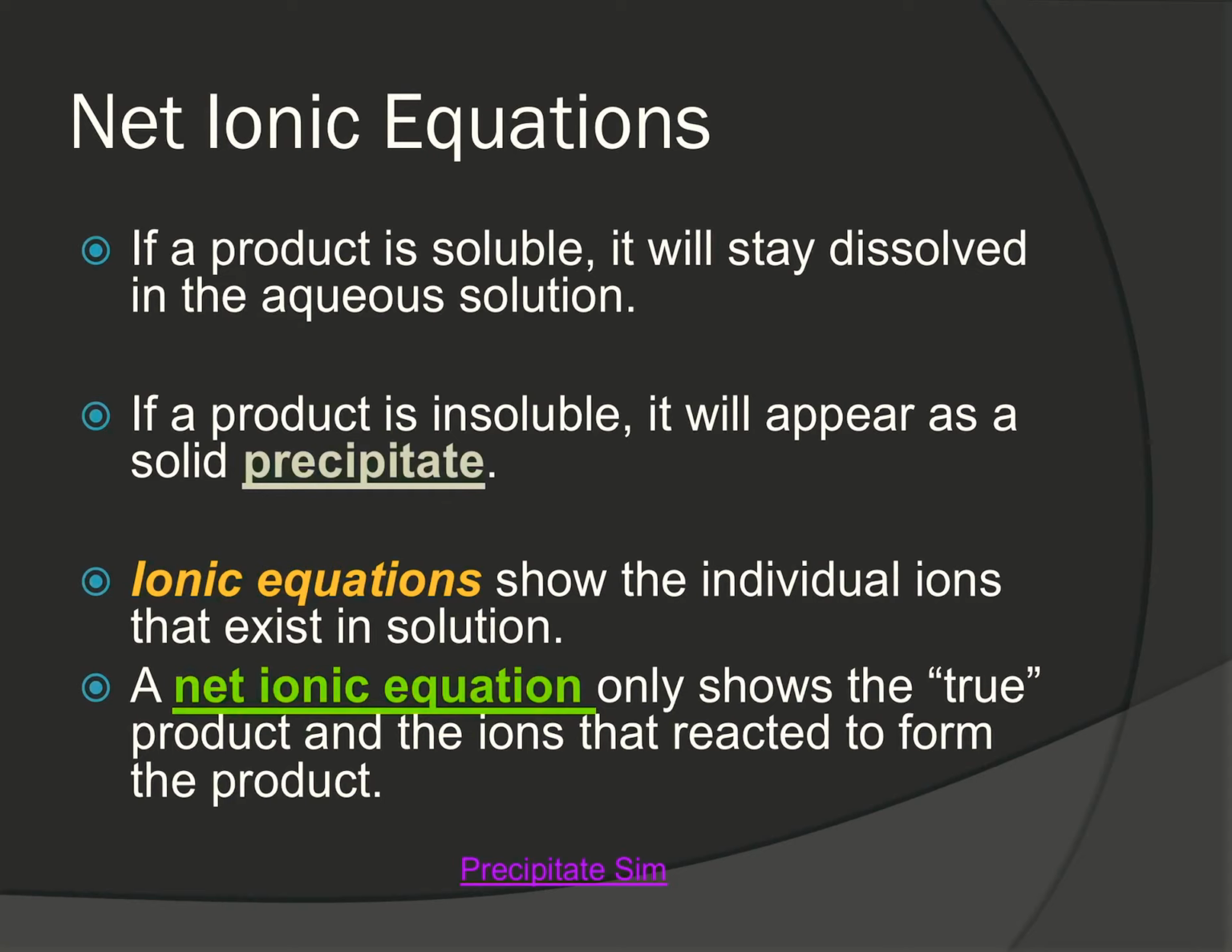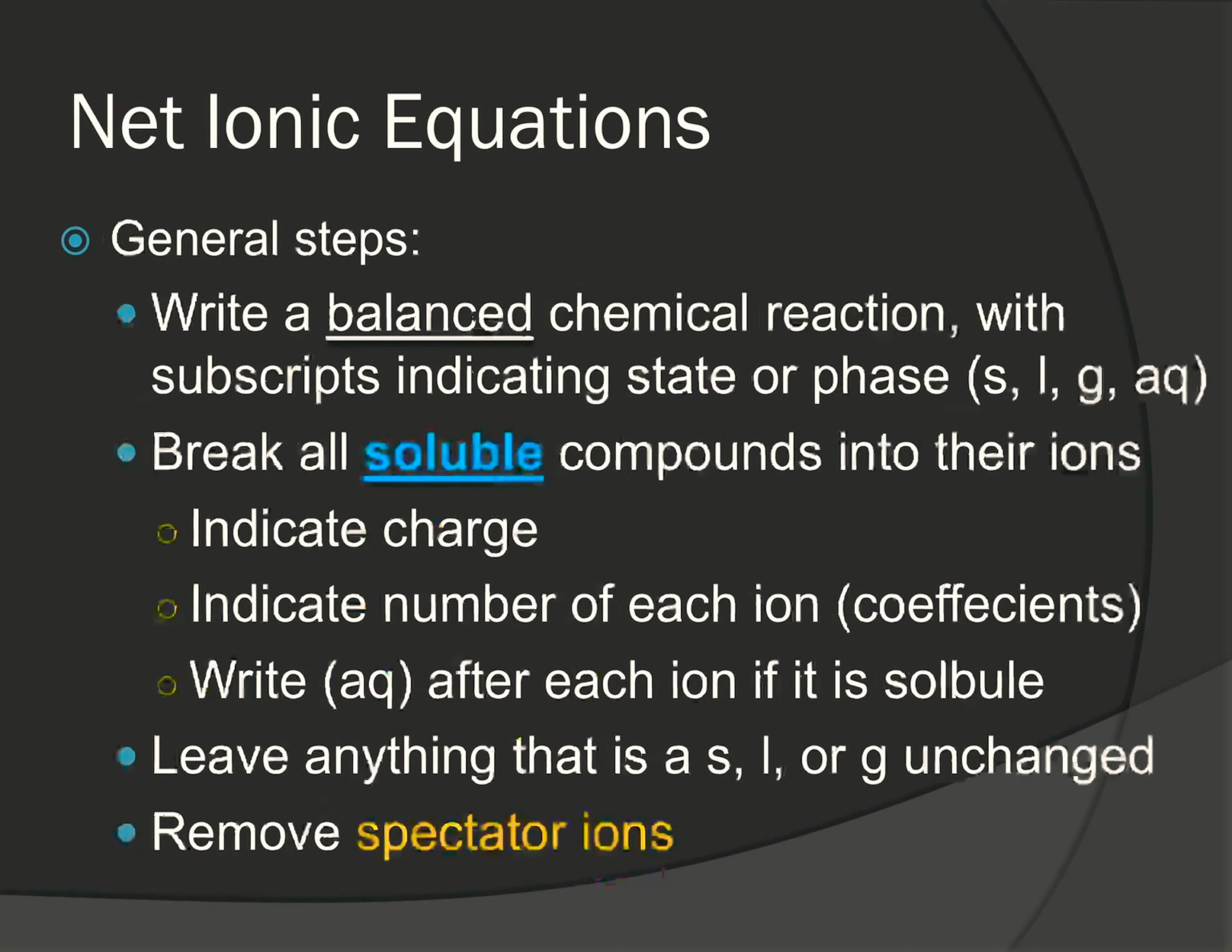I kind of gave you guys a small taste of this when I was talking about that formation of lead iodide. So, some general steps. First things first, when you're trying to find the net ionic equation, you have to have the balanced chemical equation. And we're going to include state subscripts: solid, liquid, gas, aqueous. Then we're going to break all of the soluble compounds into their ions.